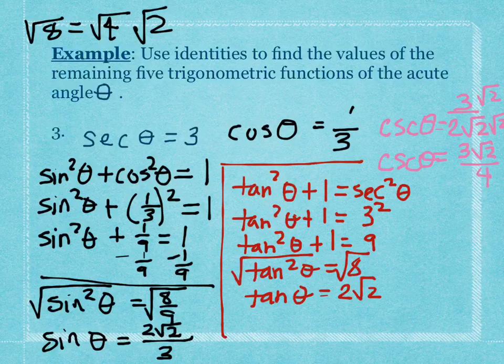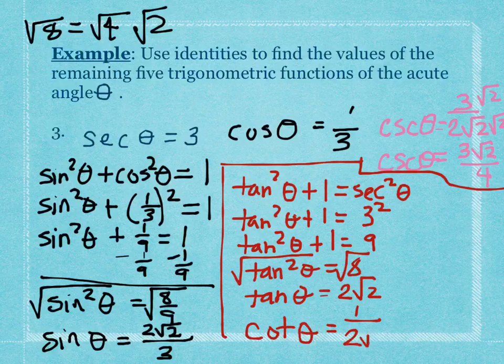I'm using a different color. I thought you guys could see the different color. It doesn't look like you can. It's too dark. That's tangent. So cotangent then would be 1 over 2 square roots of 2, right? And when I rationalize that, I get square root 2 over 4.